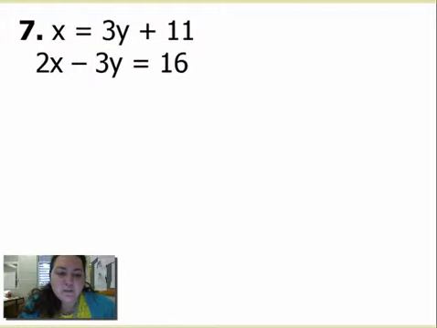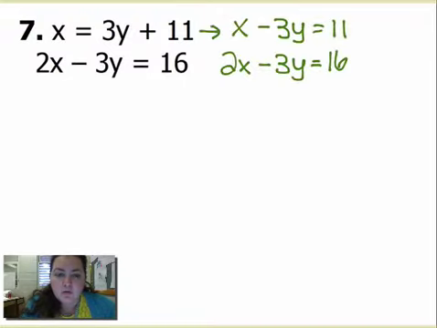Alright, this one looks a little off. If you look, the x, the y, and the constants are in the same place, but the equal sign is out of order. So I'm going to rearrange it, and I'm going to subtract the 3y so that it's on the other side of the equal sign. So I get x minus 3y equals 11, and then the other one is in the order that it needs to be, so it's 2x minus 3y equals 16.